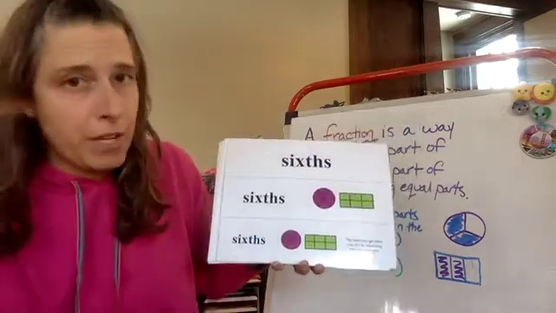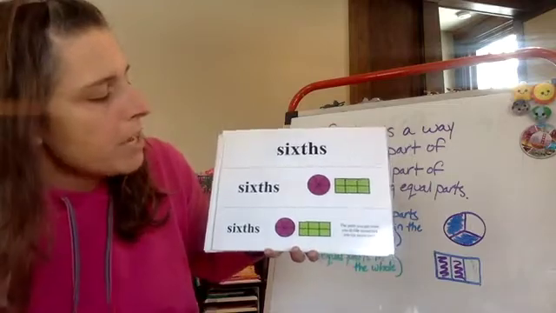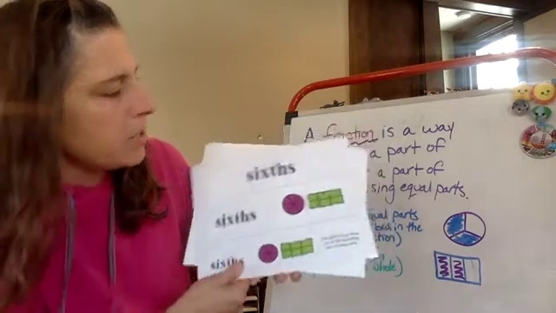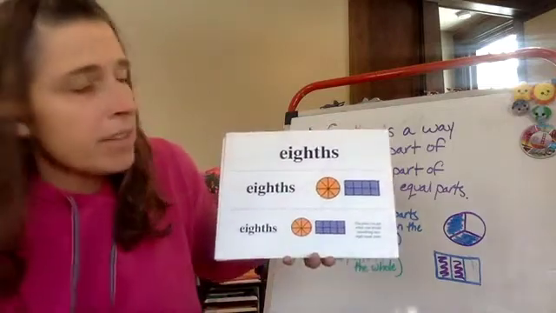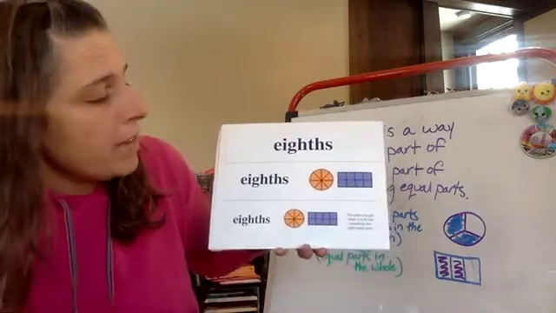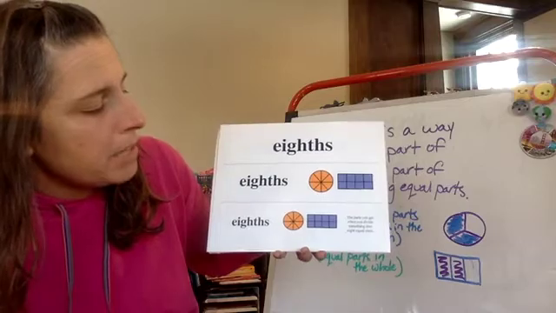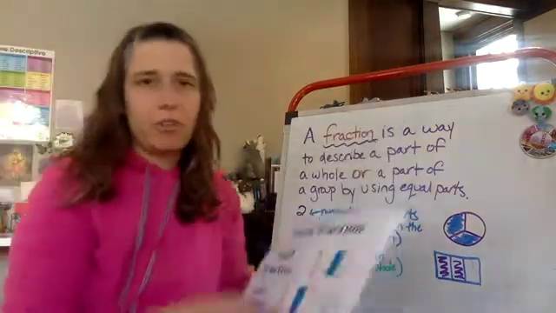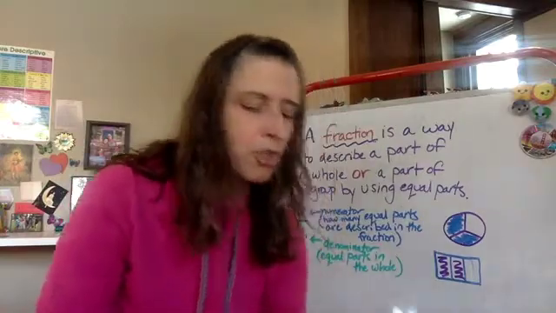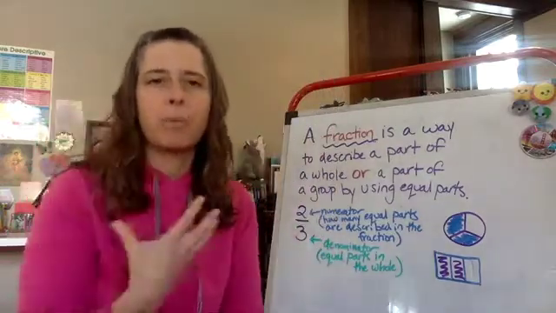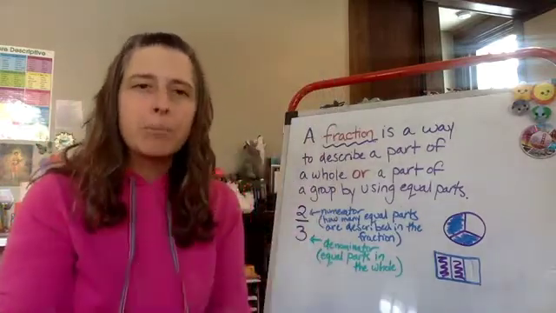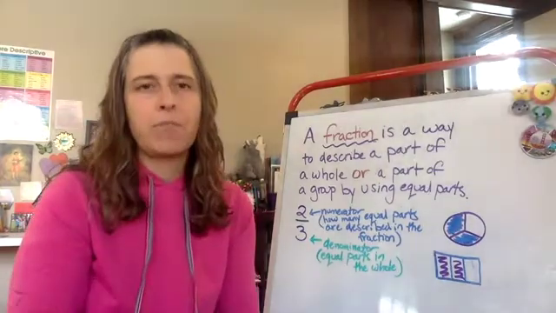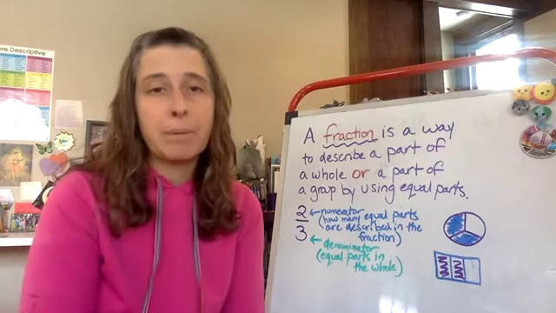Then there's fifths when it's 5 equal parts, and sixths, the parts you get when you divide something into 6 equal parts. You would also have sevenths, and eighths, the parts you get when you divide something into 8 equal parts. And we'll be talking about unit fractions as we go along. I just wanted to show you those specific names because you're going to be working on writing them. It's really important that you are able to write out the word form of these fractions by spelling them correctly.